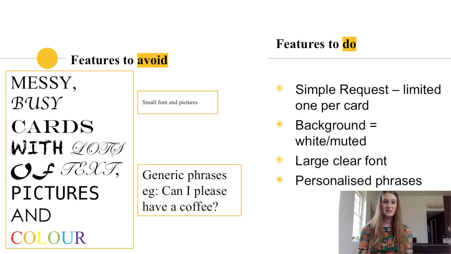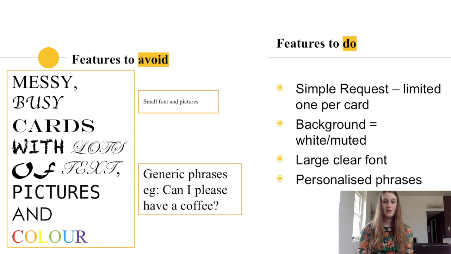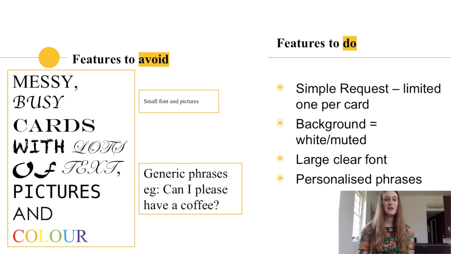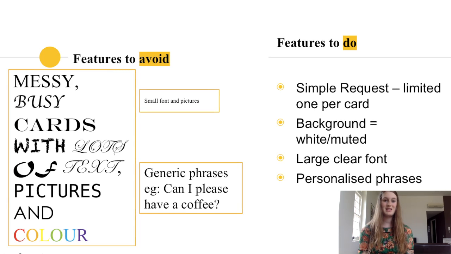Ideally, the request cards should be simple and limited to one request per card. Furthermore, the background colour of the cards should be white or muted, with the main source of colour coming from the pictures used to describe the objects. You should not use small font and pictures because if there are issues with the cards being seen by the communication partner, communication breakdown could occur, and this is not ideal in Ron's situation.